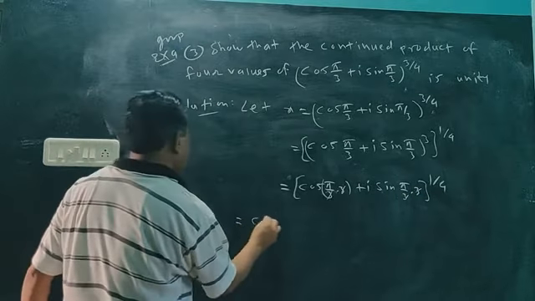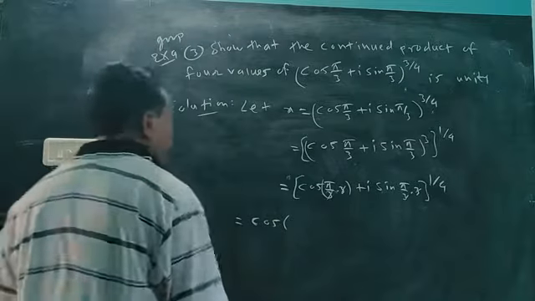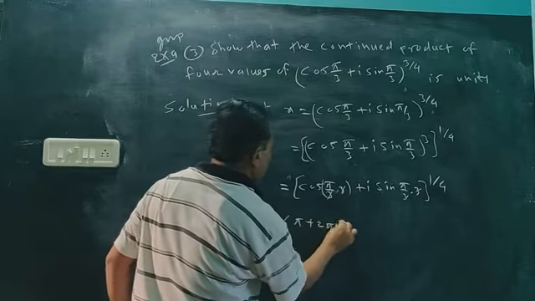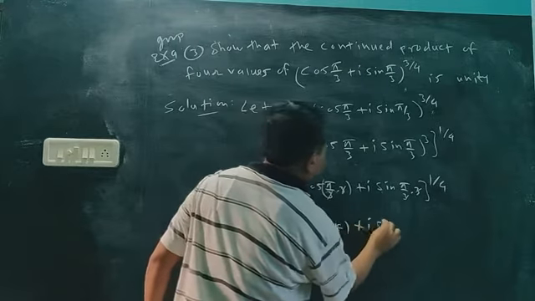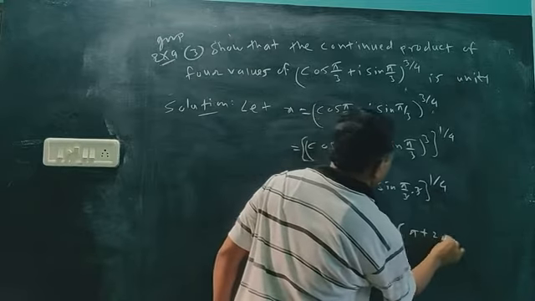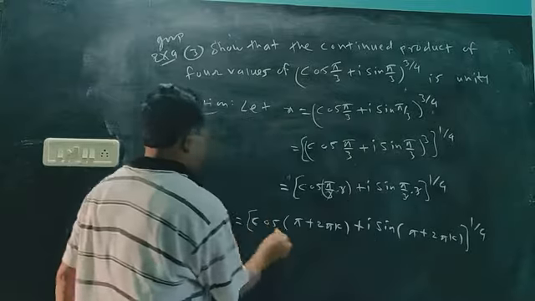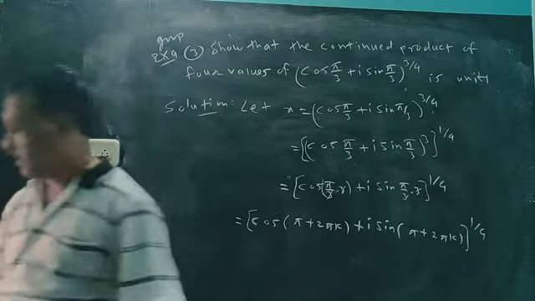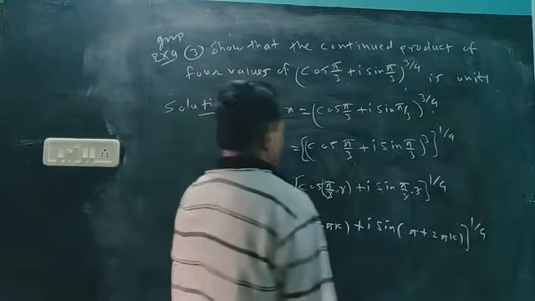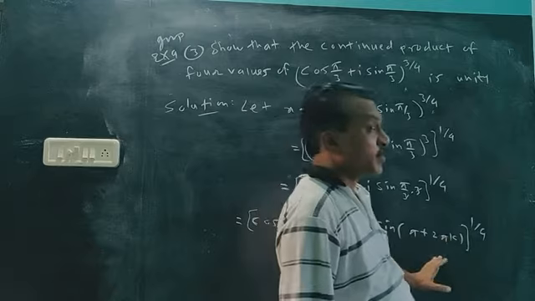And you know, I want k, so 2 pi k must be added. So cos of pi plus 2 pi k, i sin of pi plus 2 pi k. So 2 pi k must be introduced. In every problem where I want so many values, k must be introduced, because sin and cos are periodic functions.